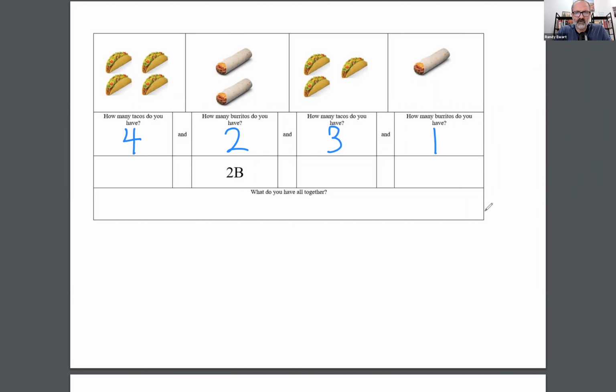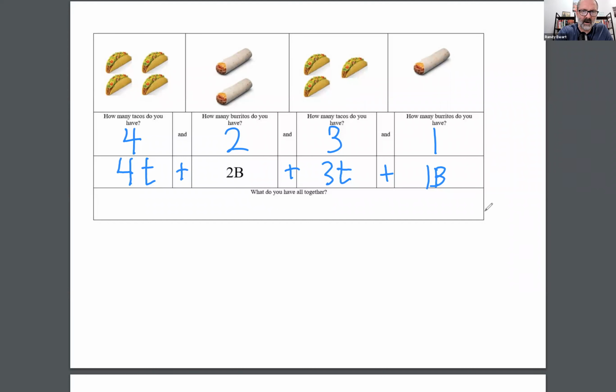Let's look at a little more complicated situation. So now we have tacos and burritos. So I have 4 tacos, 2 burritos, 3 tacos, 1 burrito. So I can write that in the more mathy approach. I have 4 tacos, I'm going to use T, and this plus 2 burritos plus 3 more tacos plus 1 burrito. So now I am going to simplify.